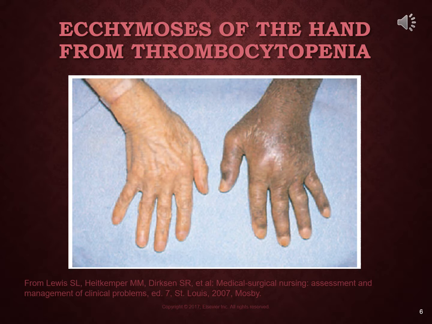This photo is from your book. It's just an illustration of what someone's hand can look like from thrombocytopenia. Really ecchymotic, discolored, a lot of bleeding in that hand in comparison to the other hand.